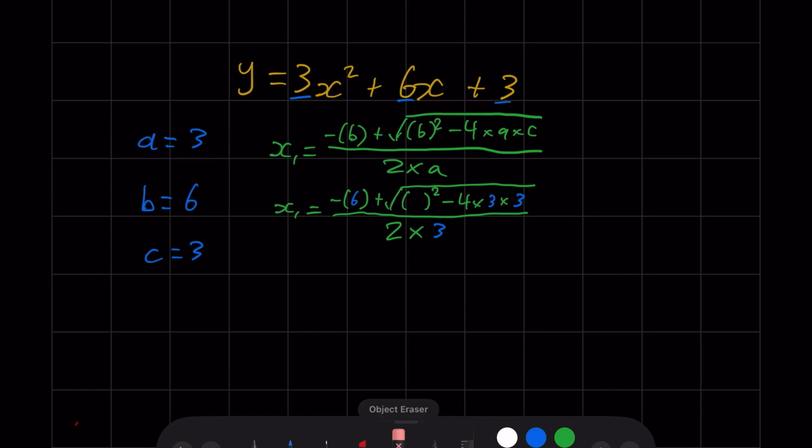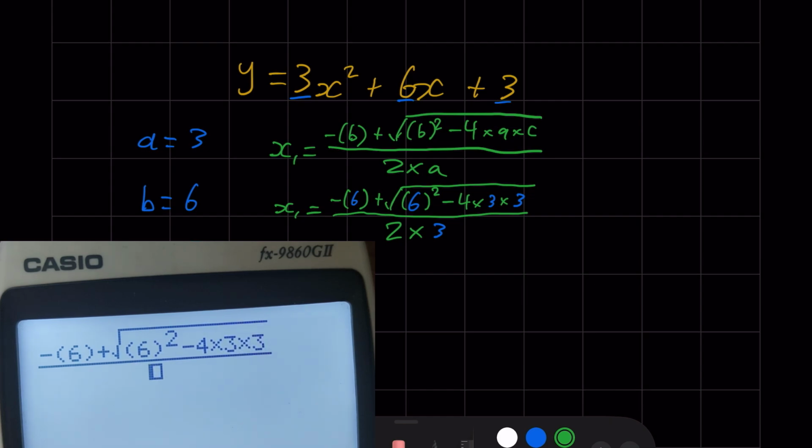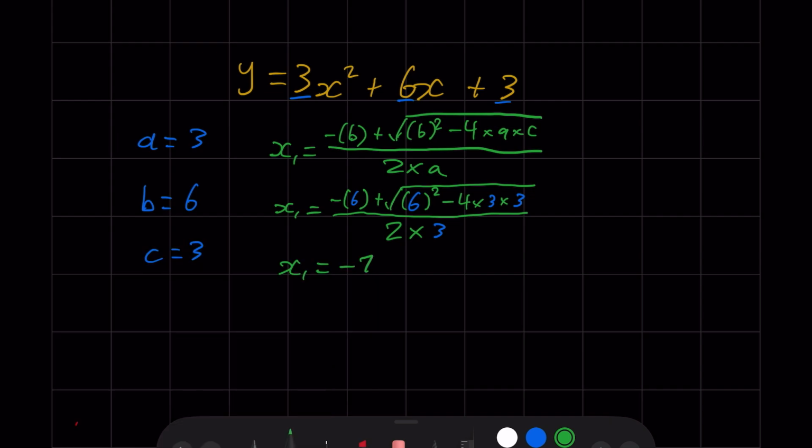So we've got 6's and 3's. Put that into our calculator. We start with a fraction: negative 6 plus the square root of 6 squared minus 4 times 3 times 3, over 2 times 3. And that equals negative 1. So x1 equals negative 1.